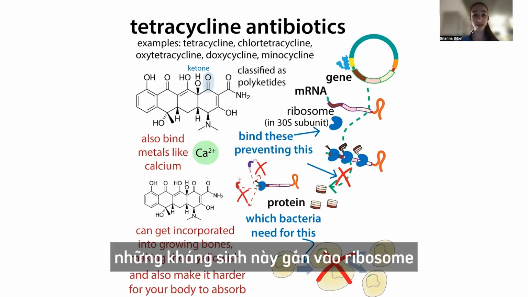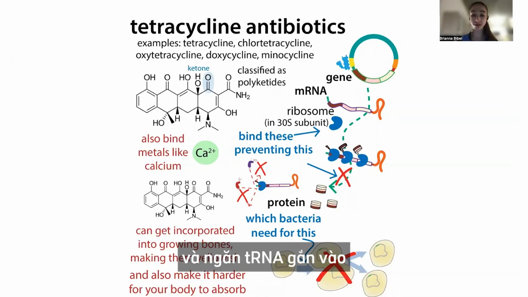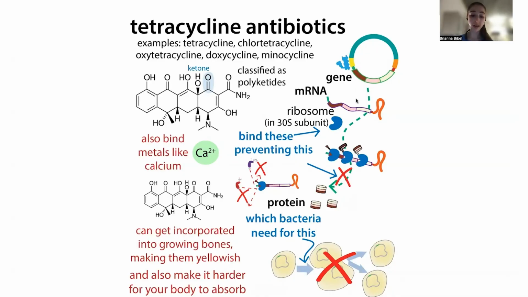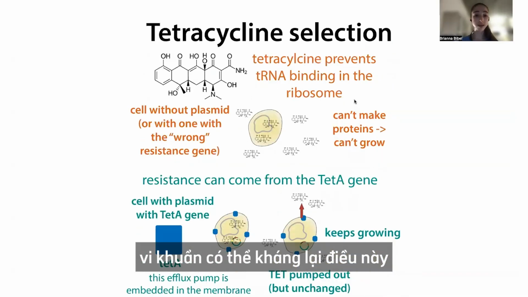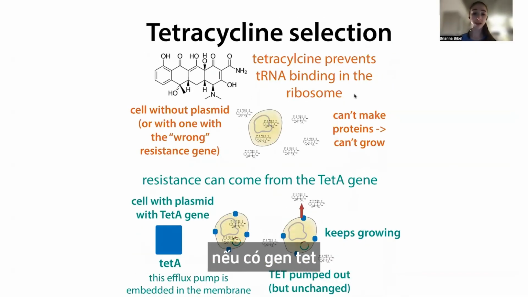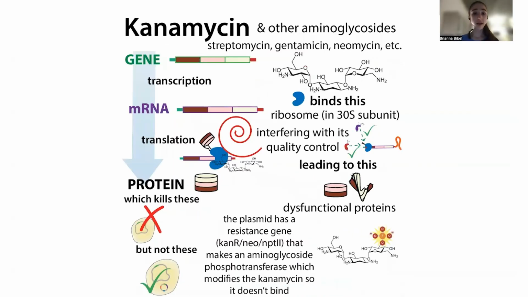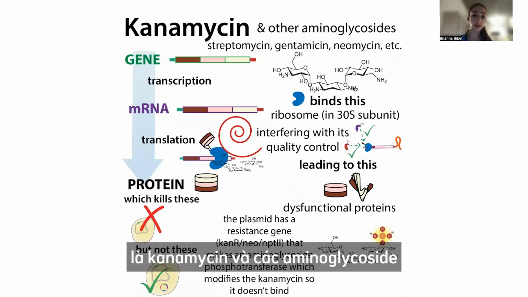Basically, these antibiotics bind to the ribosome and prevent it from binding to those tRNAs, preventing the bacteria from making proteins. Now, the bacteria can get around this if they have the TET-A gene, which makes an efflux pump. This efflux pump pumps the drug out of the cells so that the cells are not affected by it. Another antibiotic that targets the ribosome is kanamycin.